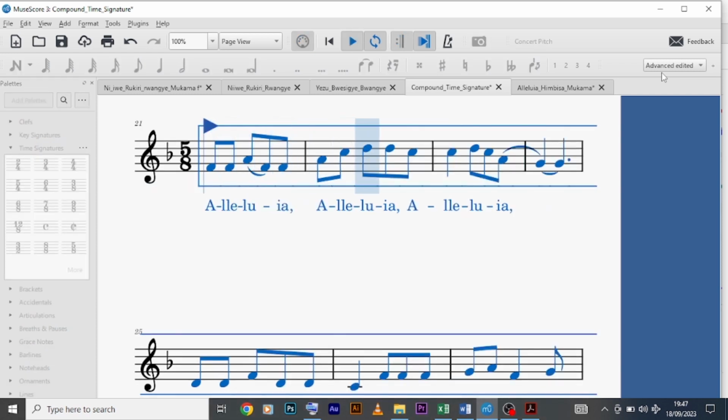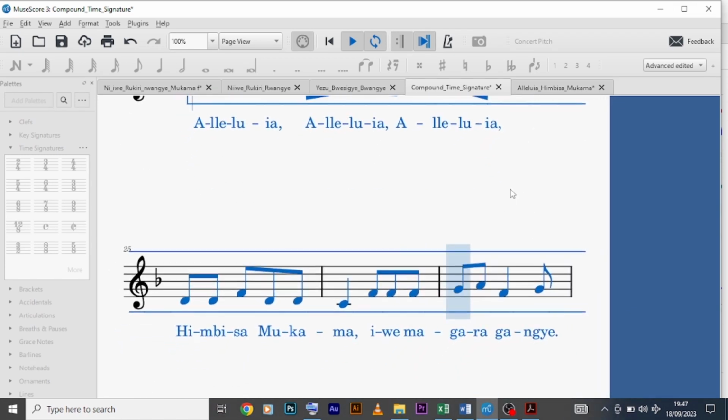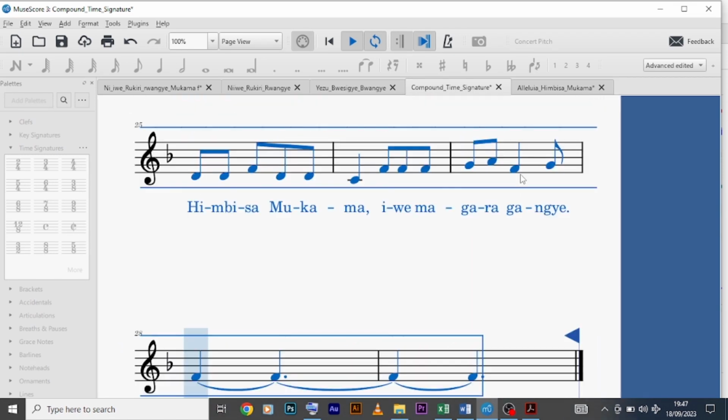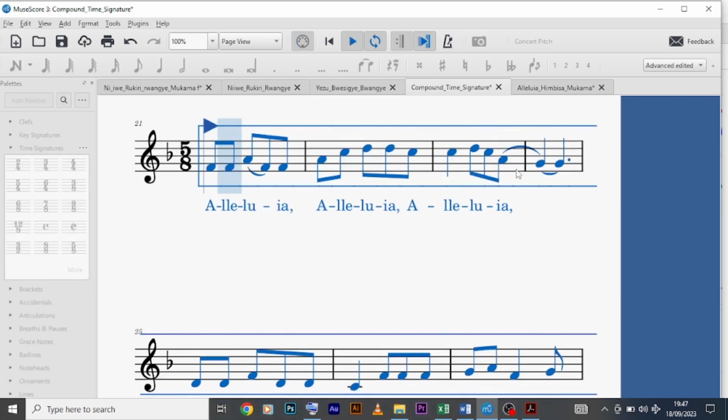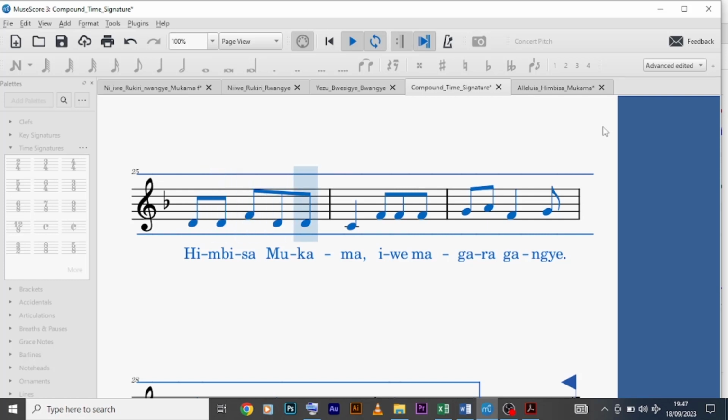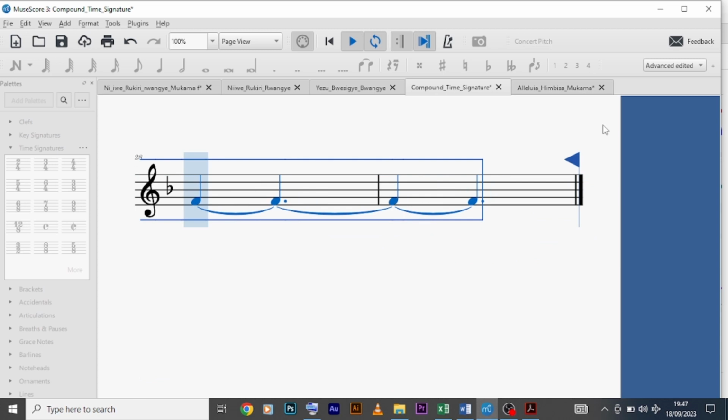Alleluia, Alleluia, Alleluia. Himbisa Mukama iwe magara ganje. Like that. Alleluia, alleluia, alleluia. Himbisa Mukama iwe magara ganje.